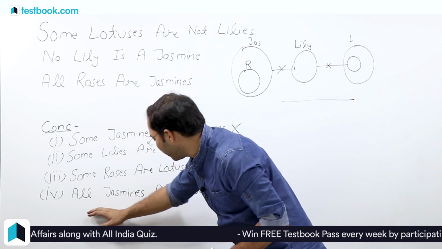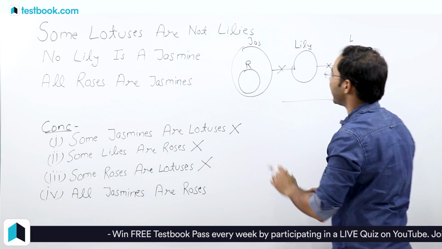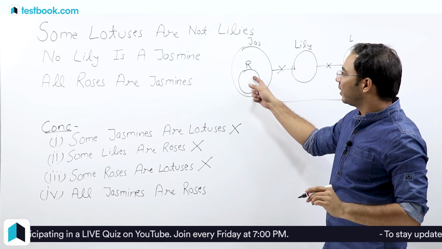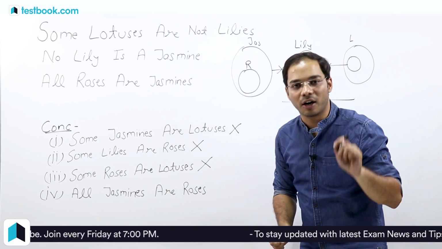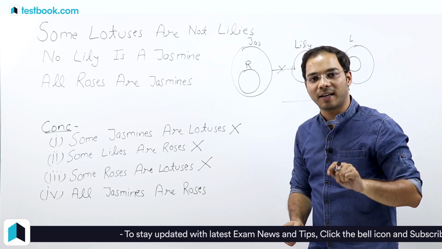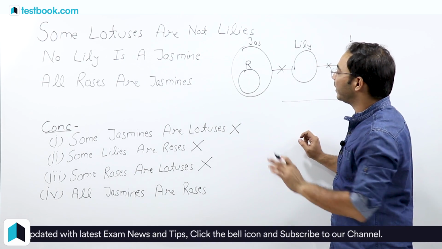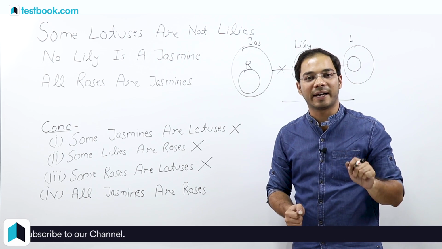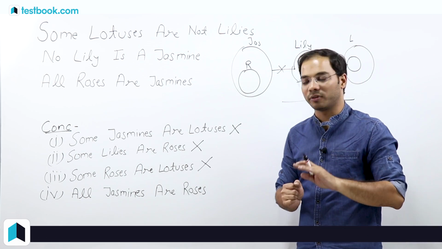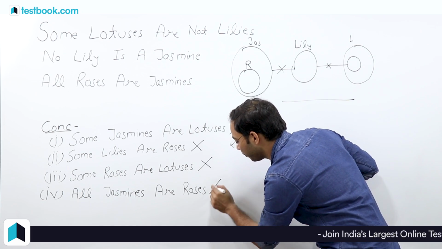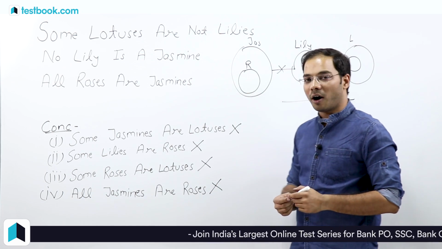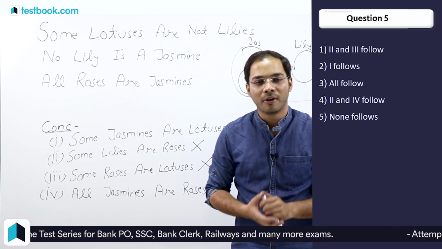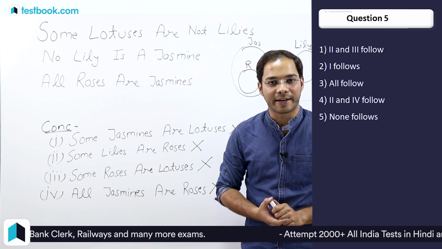Last one is all jasmines are roses. So jasmine is here, roses is here. Now look, all the roses are jasmines, but it is not given whether all the jasmines are roses or not. So we know only that 100% of roses can be jasmine, but it is not clear whether 100% of jasmines can be roses. So this will also be wrong. So all the conclusions are wrong and our option number 5, which is none follows, will be the correct option.